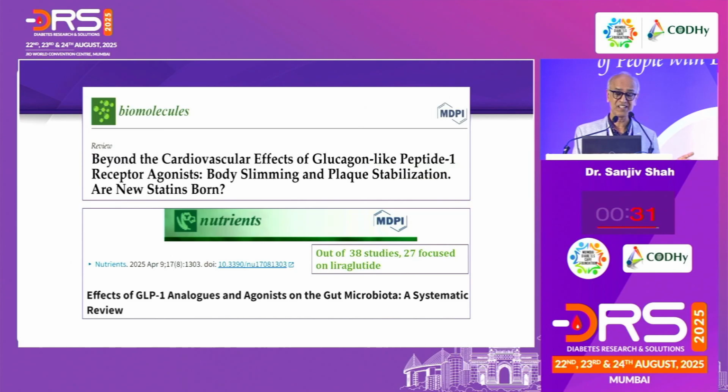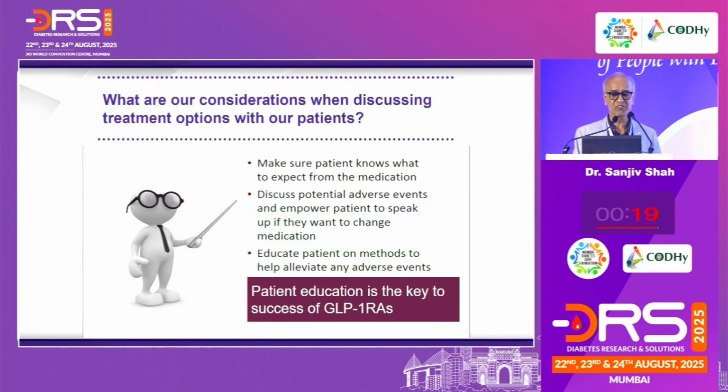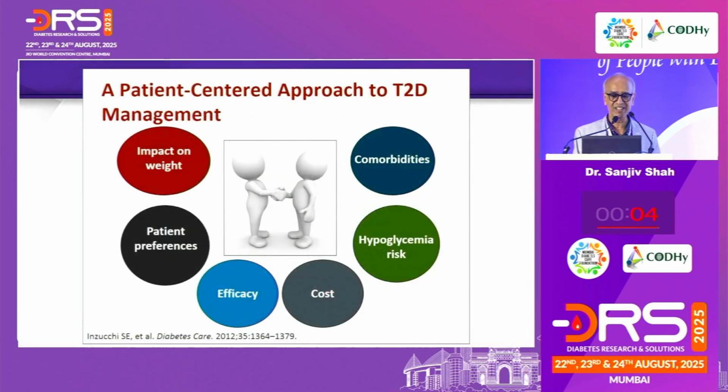Finally, this is again a paper in relation to plaque stabilization. Is it a new statin born? So this is again a new pleiotropic effect. 38 studies show an effect on gut microbiota. So we are learning far more about new GLP-1 research, which shows that patients have to continue GLP-1RA long-term to get the benefit. And this is what patients need to be educated about.